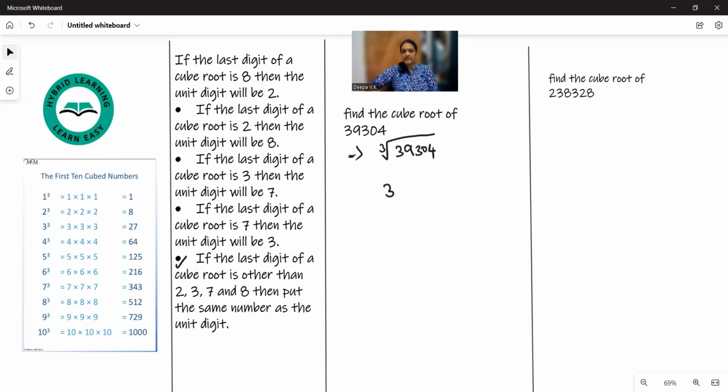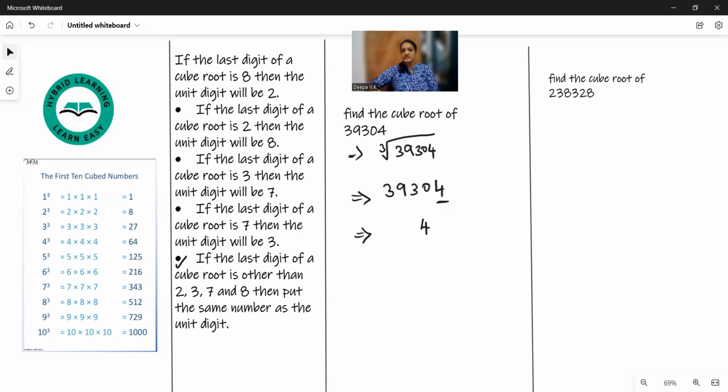So I'm writing the number again, 39,304. Underline the unit digit. What is the unit digit here? It is 4. You have to check all the rules. Is the last digit 8? No. 2? No. 3? No. 7? No. So if the last digit is other than 2, 3, 7, 8, then put the same number as the unit digit. So you have found the unit digit. This is the first step.